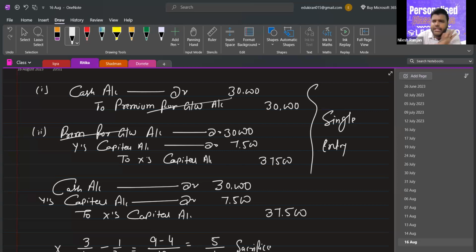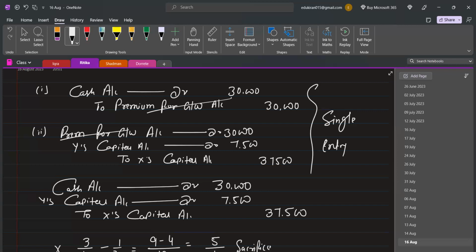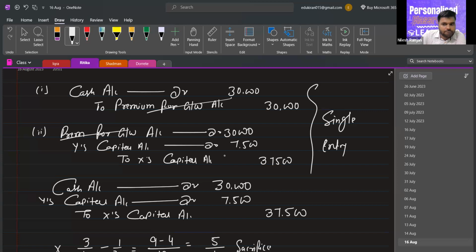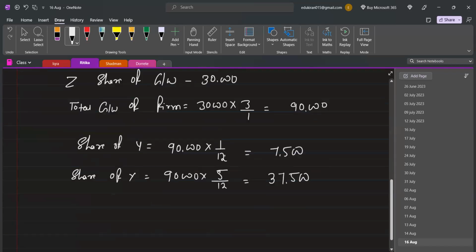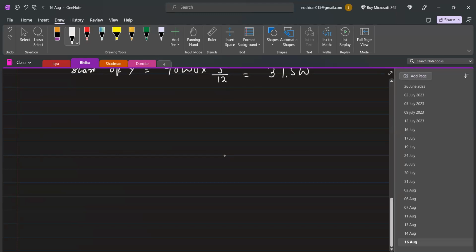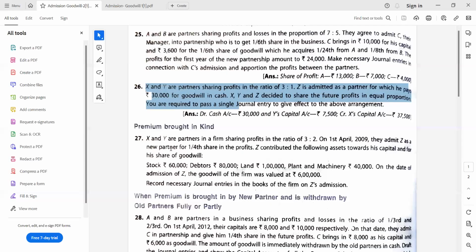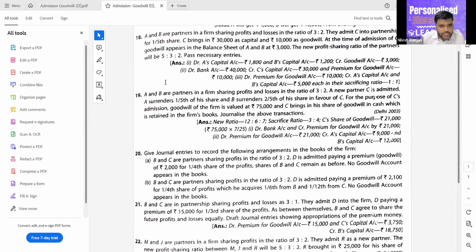In any question, if you see that you have to pass a combined entry or a single entry, then if there are two entries, you just combine those two entries. There is nothing else we have to do. Okay, sir. Is there any other doubt you have? So let me check. All these questions are completed.